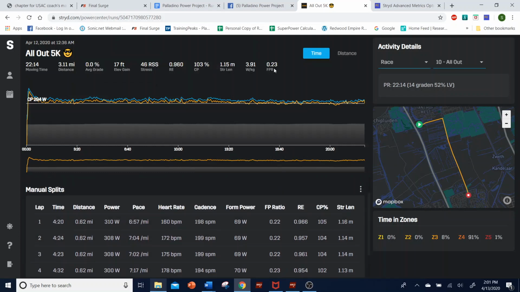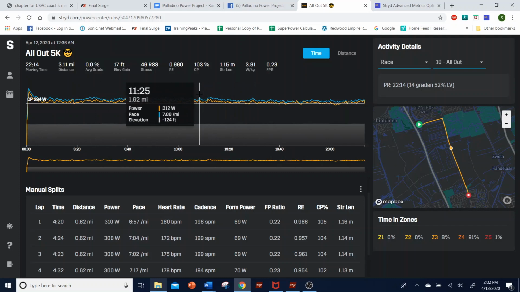The RE, percent of CP, and Stryd length are added to each particular lap. Watts per kilogram and FPR up here are added by the extension, but they do not add on to the laps. There's just not enough real estate, plus form power ratio, or FPR, is already offered in laps. So these latter two are not put down in laps. They're just up here for summary.